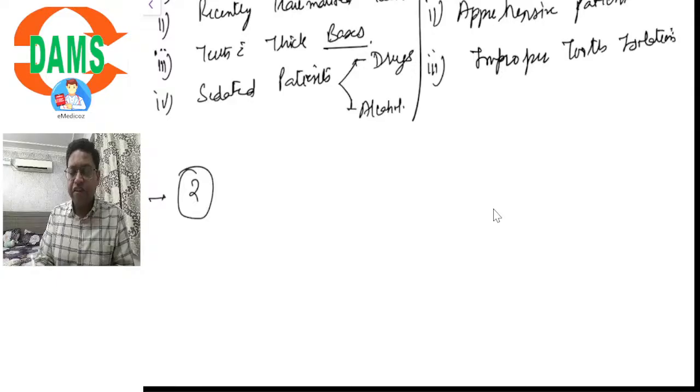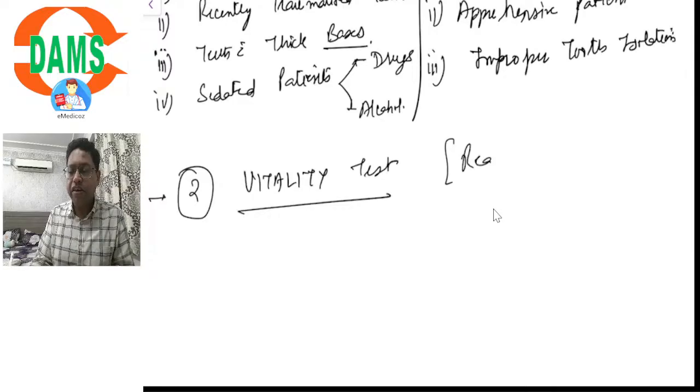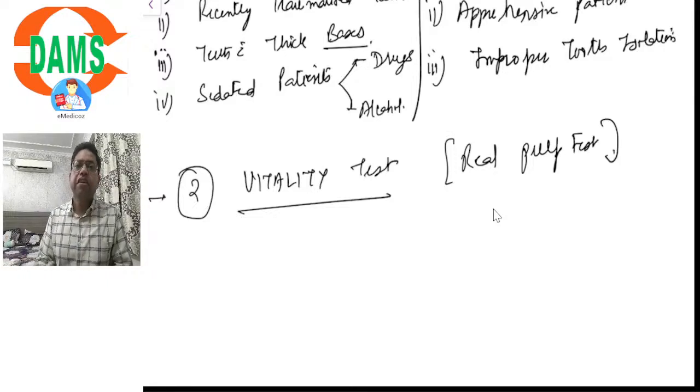The second category of tests are vitality tests. They are the real pulp tests. They are the real indicator of the status of the pulp, whether the pulp is vital or non-vital, because they test the presence or absence of active blood circulation in the tooth.